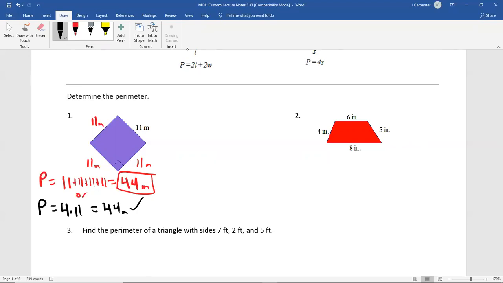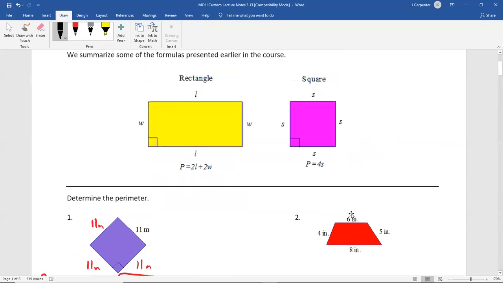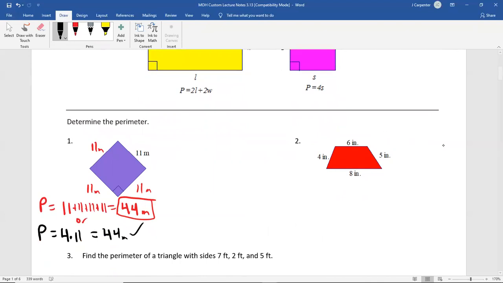Now, number 2, this is not a shape that we gave you previously. This shape is not a rectangle, nor is it a square. It's actually called a trapezoid, and we'll study its area later, but there's no formula for its perimeter like before. It's just add the 4 sides. So this perimeter is the sum of the sides, and I suggest that you go in a clockwise or counterclockwise order so you don't accidentally use the same number twice.